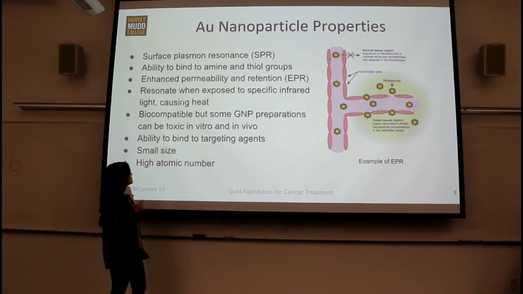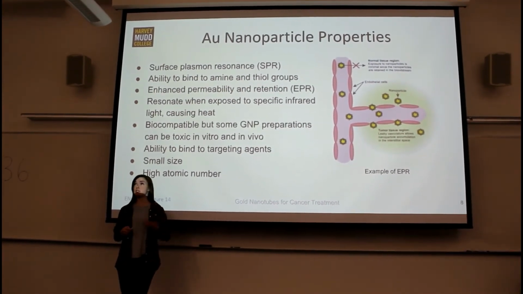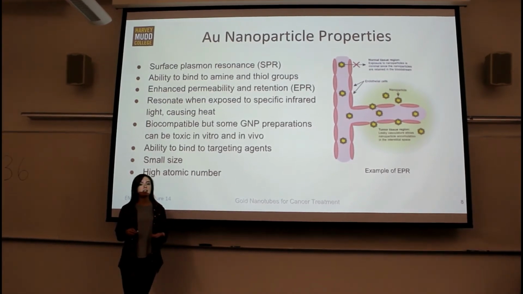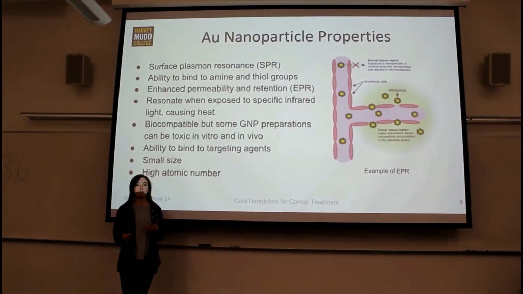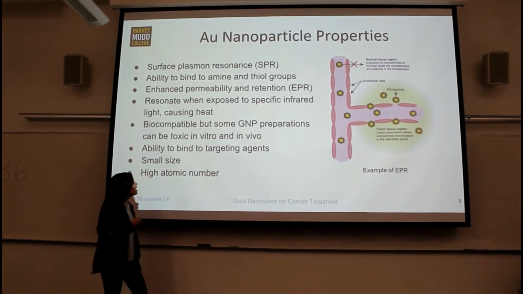Another important property of these gold nanoparticles is the ability to resonate when they are exposed to specific frequencies of infrared light. This is what enables the particles to transform this light energy into heat and melt the cancer cells.